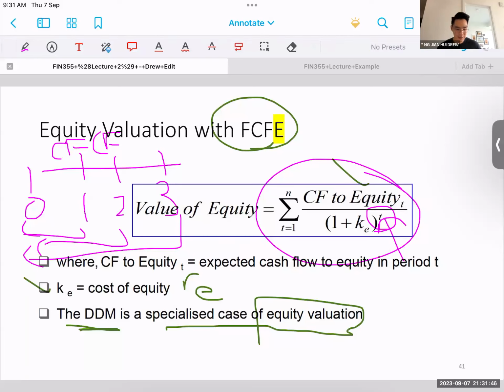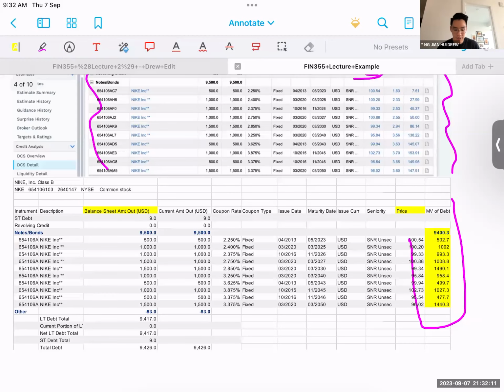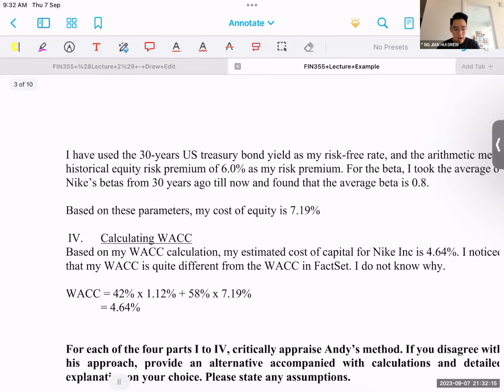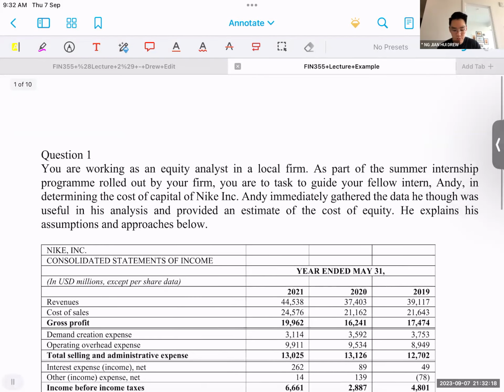So any questions so far regarding the DDM, FCFE, FCFF? In the next lecture, lecture 3, we're covering DDM, but we're covering really the details of doing multiple variations and all the fancy stuff, right? So you will need to have a strong understanding of all these components now. All right, so if you do have any questions, feel free to ask them along the way. But I want to quickly go through this lecture example.